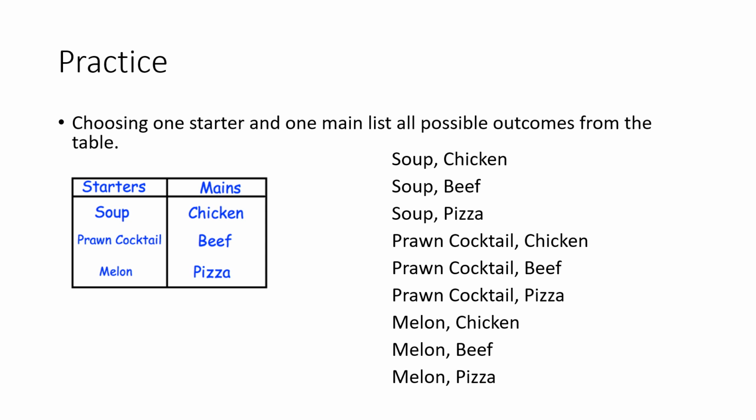We've been very ordered in the way we've done it. We've done the first outcome of the starters with each main, then the second outcome of the starters with each main, and then the final outcome of the starters with each of the mains. We've got no repeats. There are 3 starters, 3 mains. There will be 9 outcomes in total.